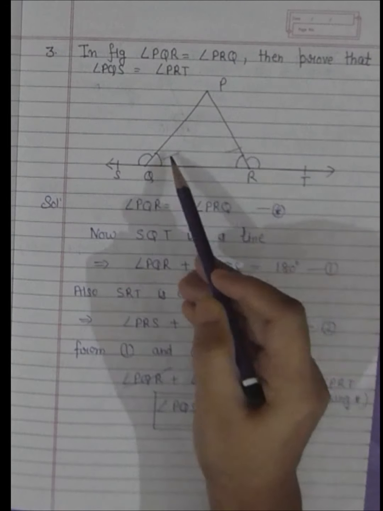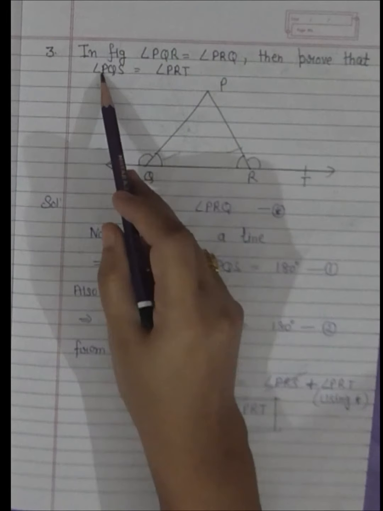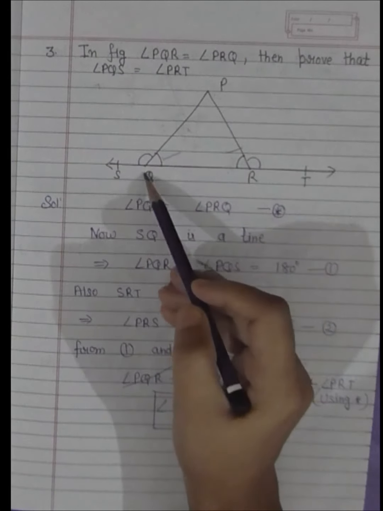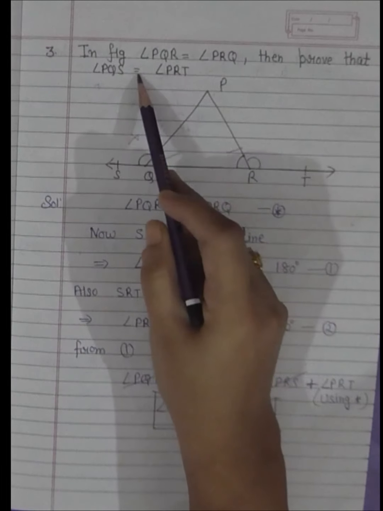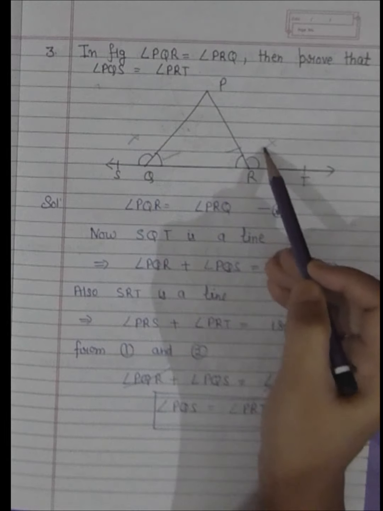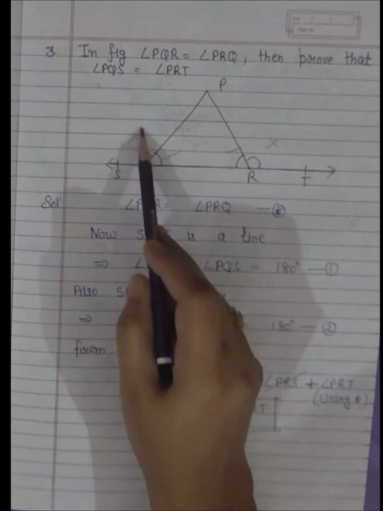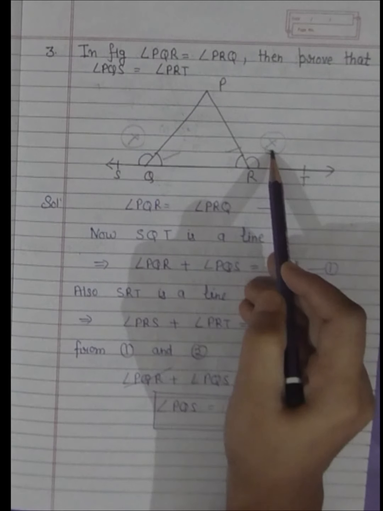In the figure, here angle PQR is equal to angle PRQ. It means both angles are given equal. Then prove that this angle PQS is equal to this angle PRT. These both angles are given equal and you have to show these two outer angles are equal.